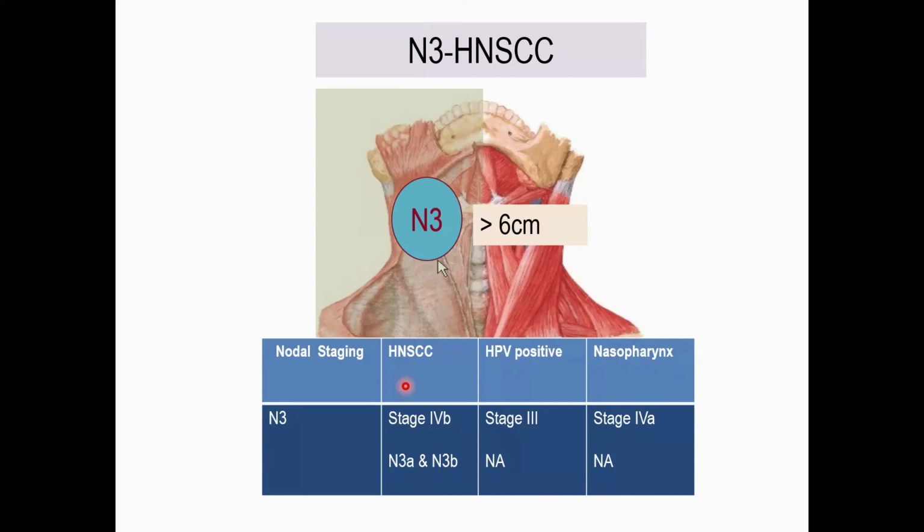Stage 4C is distant metastasis, stage 4B is T4B or N3 disease, and stage 4A is T4A or N2 disease. In nasopharynx, it is divided into stage 4A and 4B. There is no stage 4C for carcinoma nasopharynx. Stage 4A means it is T4 or N3 disease. There is no subclassification for T4A and T4B in nasopharynx, and no subclassification of N3 into N3A or N3B. Any T4 or N3 becomes stage 4.